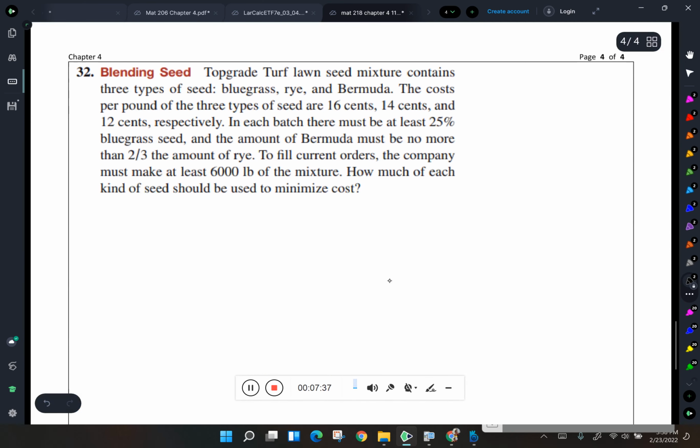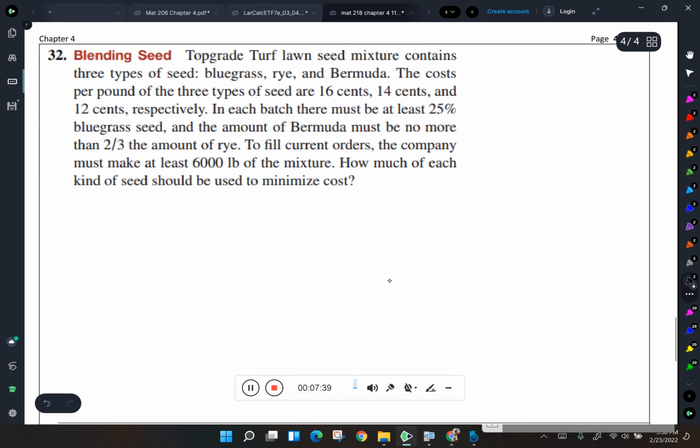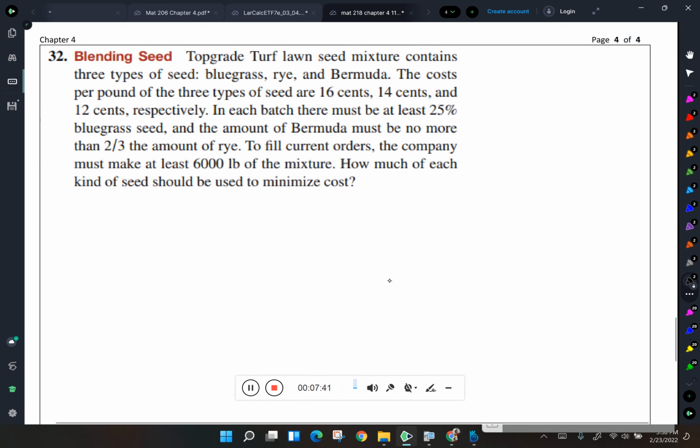All right, last one, blending seed. Top grade turf lawn seed mixture contains 3 types of seed, bluegrass, rye, and Bermuda. The cost per pound of the 3 types of seed are 16, 14, and 12 cents respectively. In each batch, there must be at least 25% bluegrass seed, and the amount of Bermuda must be no more than 2/3 the amount of rye. To fill current orders, the company must make at least 6,000 pounds of the mixture. How much of each kind of seed should be used to minimize costs?